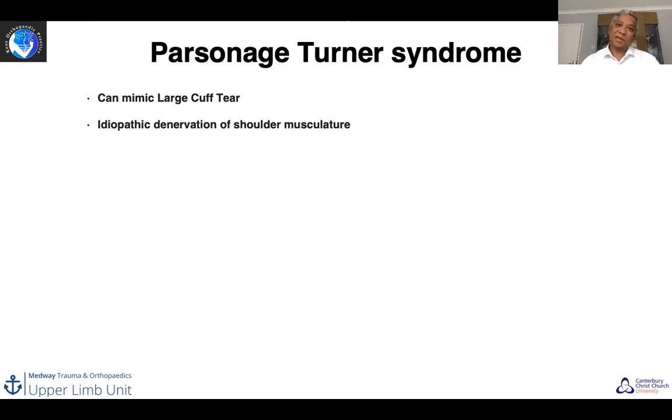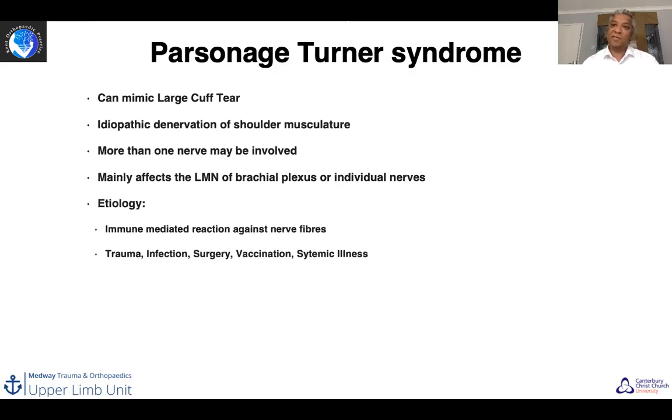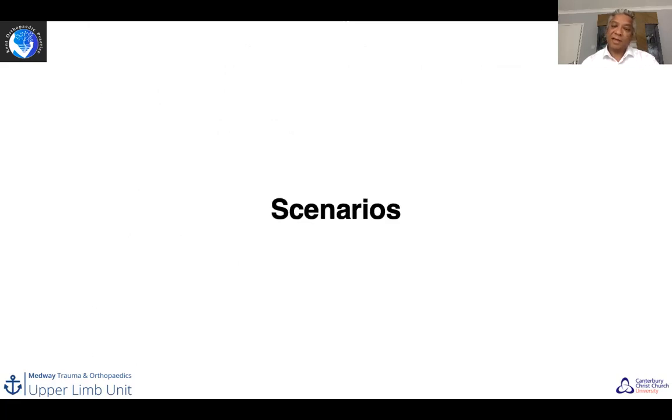So Parsonage-Turner syndrome is idiopathic denervation of the shoulder musculature, often classed as brachioneuritis, and can have more than one nerve involved. It affects mainly elements of the brachial plexus or individual nerves. It's related to immune causes, but can be precipitated by trauma. And the key thing is to be aware of it.